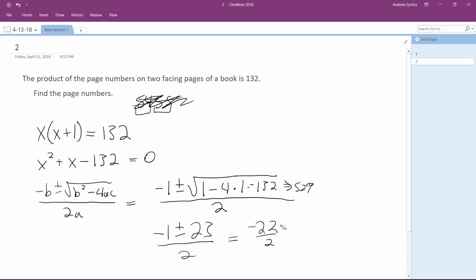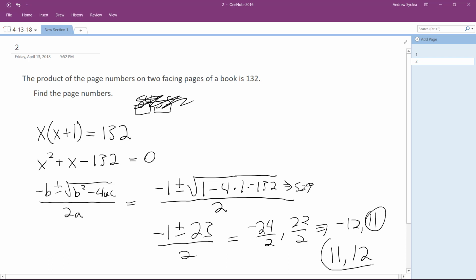Oh, no, that's not right. Negative 24, and we get 22 over 2. And so we end up with negative 12 and 11. So it can only be the positive solution, so it ends up being 11. But of course, that's for X. Then sequentially, it's just 12. So 11 and 12, and 11 times 12 is equal to 132.